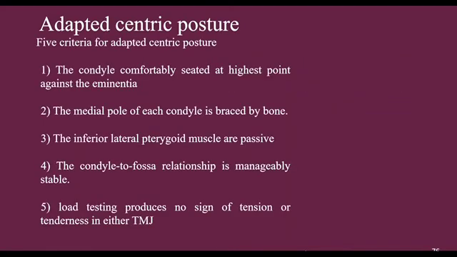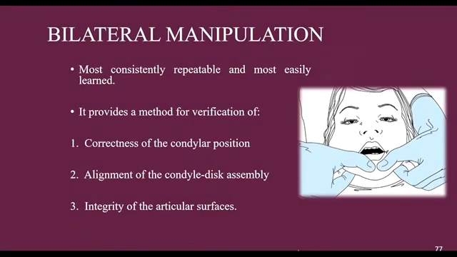Five criteria for adaptive centric posture. The condyle is comfortably seated at the highest point against the posterior eminence. The medial pole is braced by the bone. The inferior lateral pterygoid is completely passive, and the condyle to fossa relationship is manageably stable. Load testing produces no sign of tension or tenderness in either TMJ.